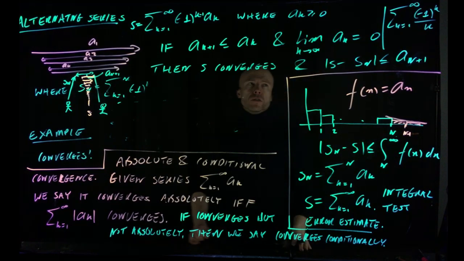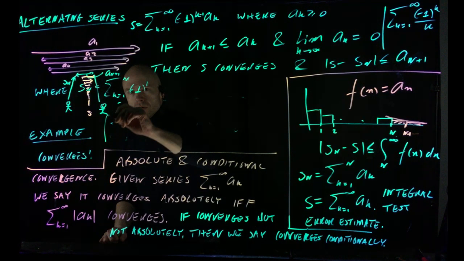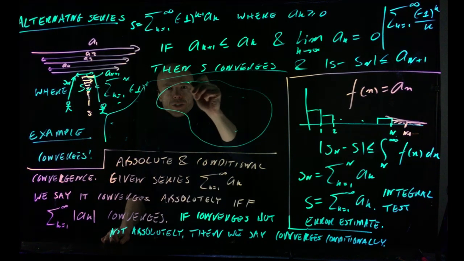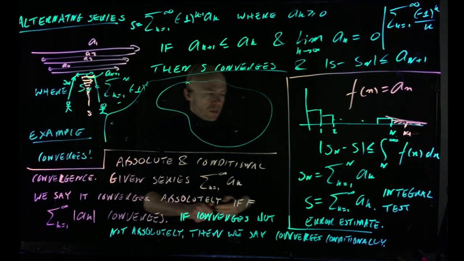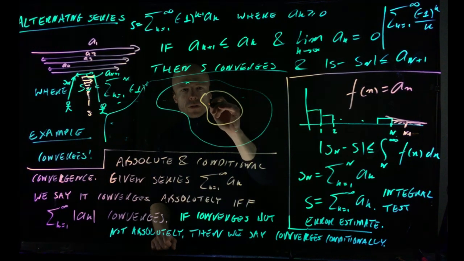Because for sure this doesn't converge absolutely, because we know the sum of 1 over k doesn't converge. But it does converge still, right? So therefore it's converging conditionally. So the way to visualize this is you consider this big blob as a collection of all series that converge. Then inside it there is a subset, which are those that converge absolutely.